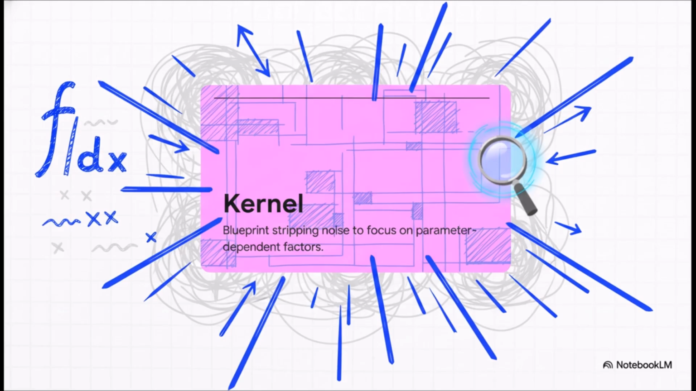The paper discusses how the kernel relates to the score function. The expression for the score function is s(x, θ) equals the partial derivative with respect to θ of the natural log of the probability density function f(x, θ).